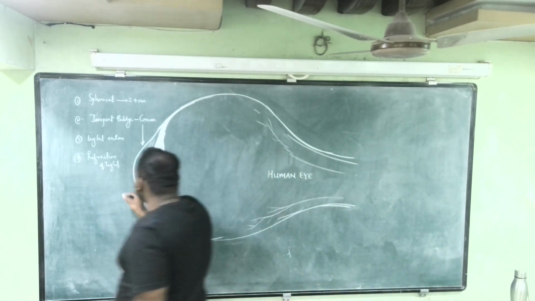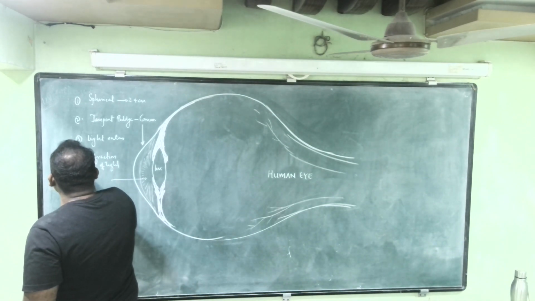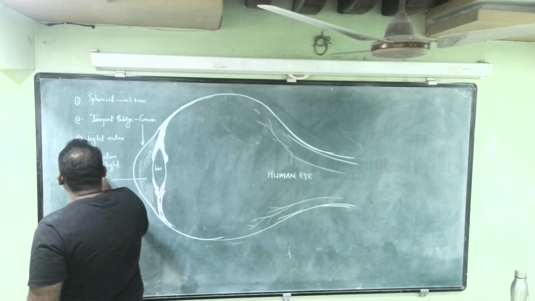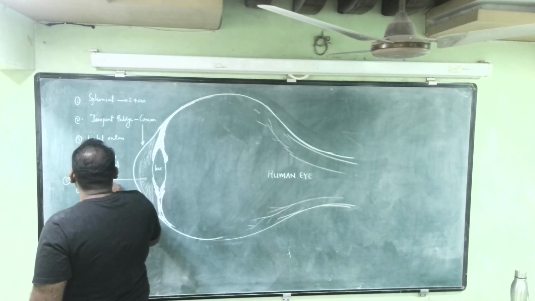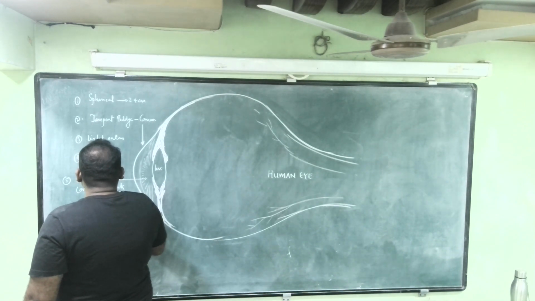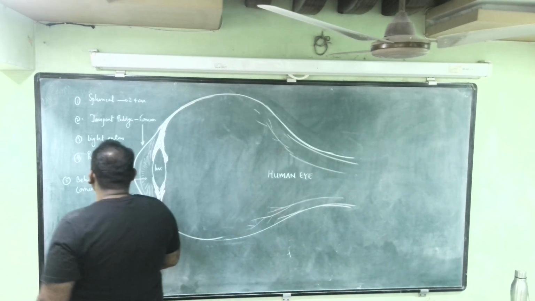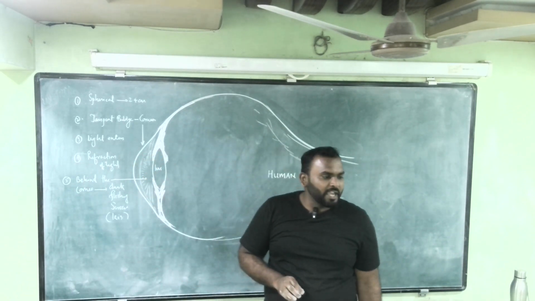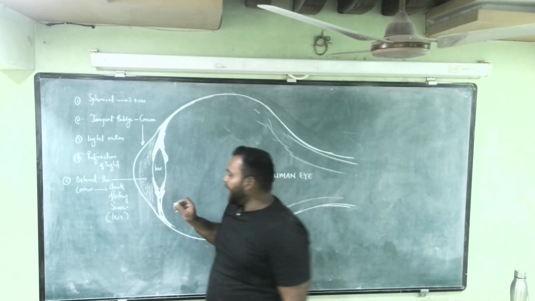Now, behind the cornea, there is a dark fleshy screen. Behind the cornea, what do you have? You have a dark fleshy screen. Now, this dark fleshy screen is called the iris. Behind the cornea, there is a dark fleshy screen called the iris.